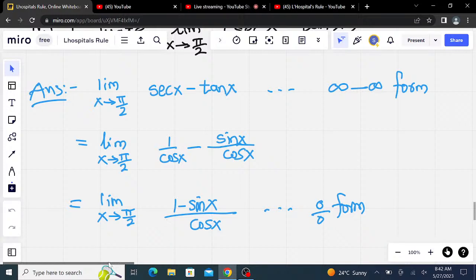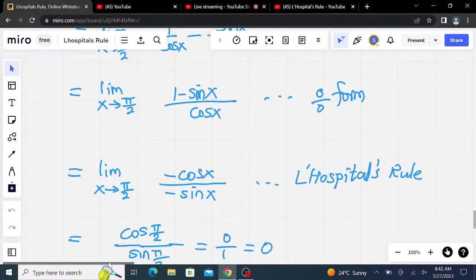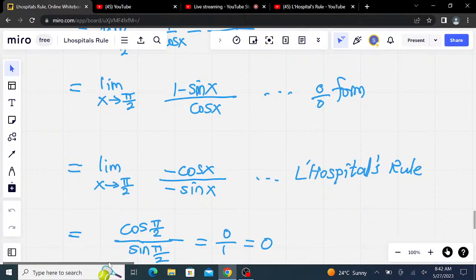Now let us see what happens. If I put x equal to pi by 2, cos pi by 2 is 0, so 0 in the denominator. Sin pi by 2 is 1, so 1 minus 1 makes it 0 in the numerator. So again we are reaching to 0 by 0 form. So let us go with L'Hopital's rule. Derivative of numerator will be minus sign as it is. Derivative of sin is cos. In the denominator, derivative of cos is minus sin x.